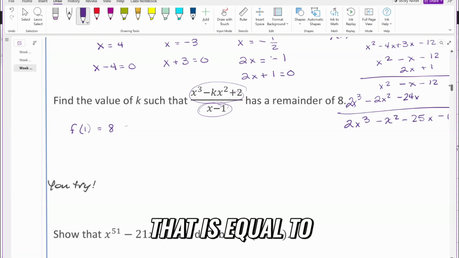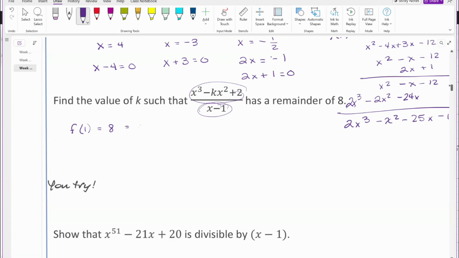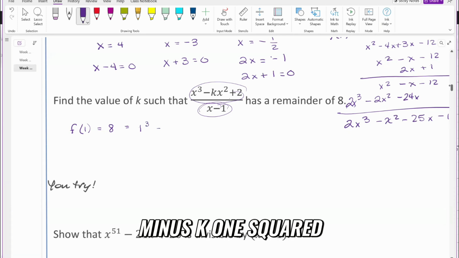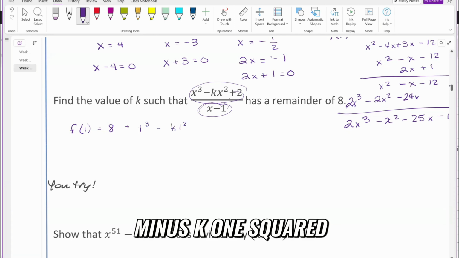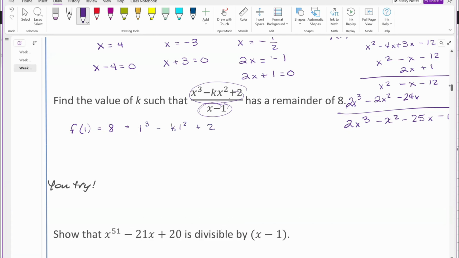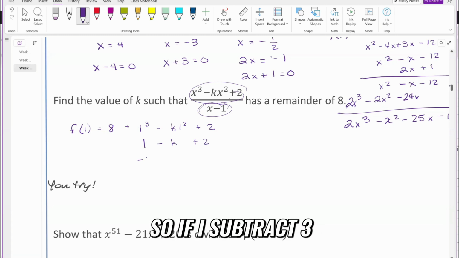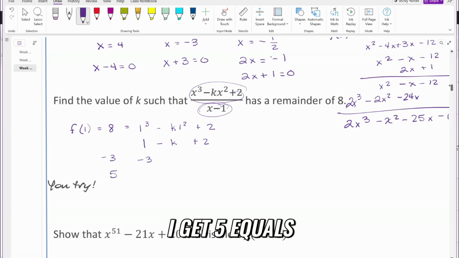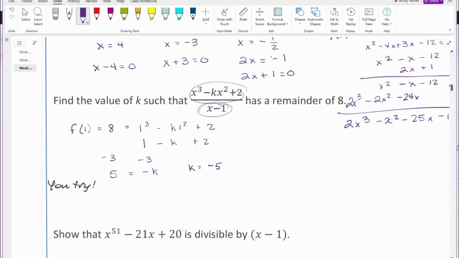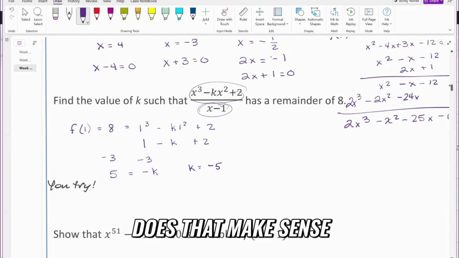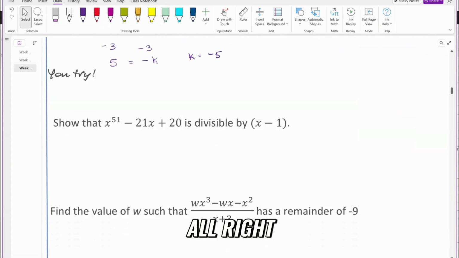Right? Well, that is equal to 1 to the third minus k times 1 squared plus 2. So 1 minus k plus 2, that's a 3. So if I subtract 3, I get 5 equals my negative k. So k equals negative 5. Okay. All right, does that make sense? That makes sense. All right.